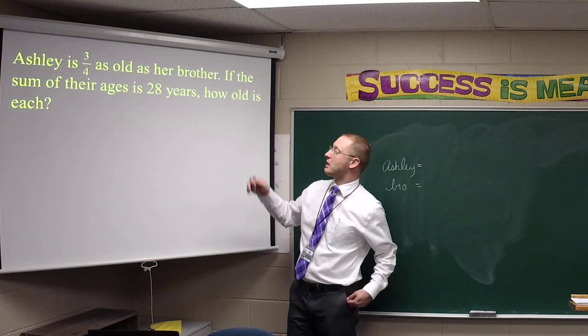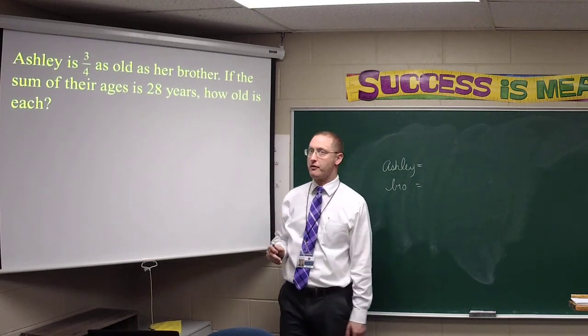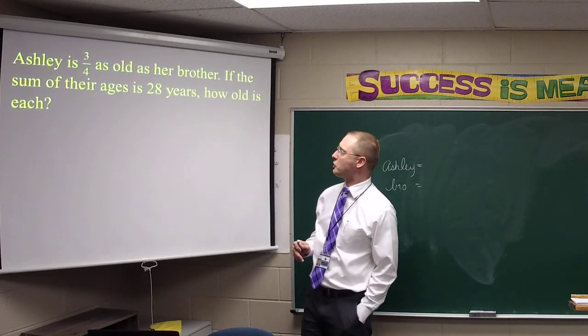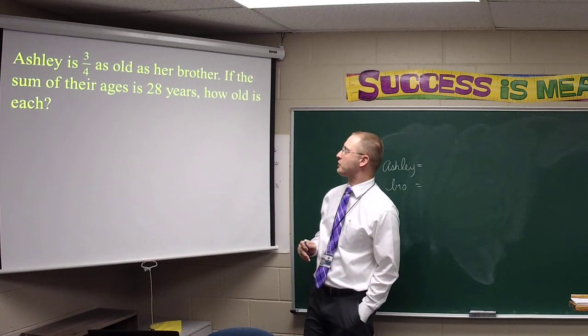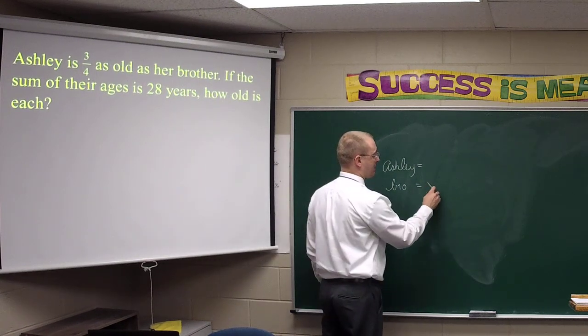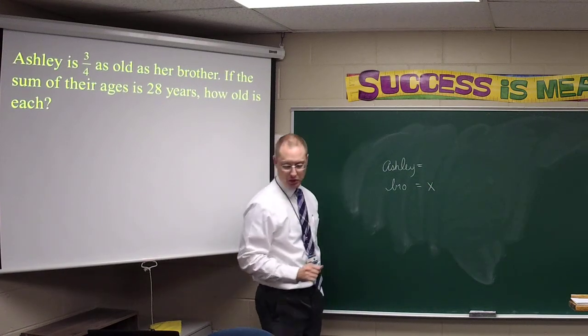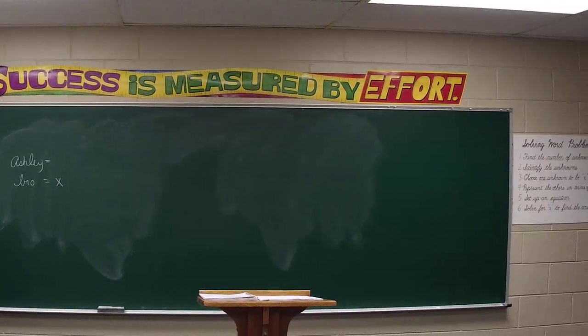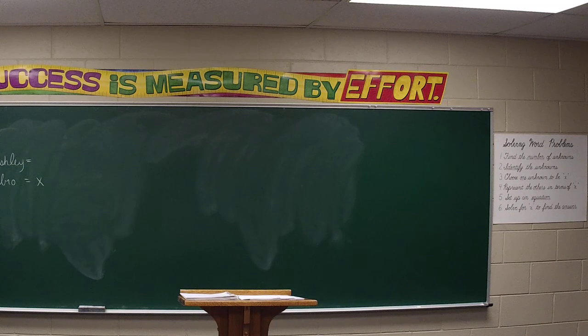The brother, because that's what it comes back to in the comparison. This time it's our very first sentence that compares these two to each other. Ashley is 3/4 as old as her brother. So since it comes back to brother, we should represent him as X. Once we've done that, of course, we'll represent the other unknown, Ashley, in terms of X.